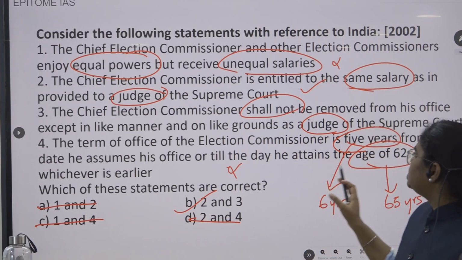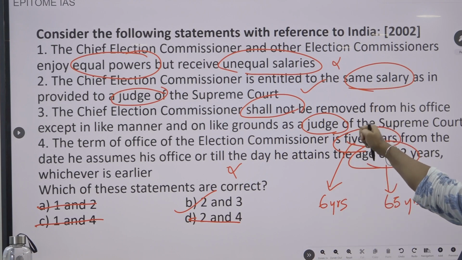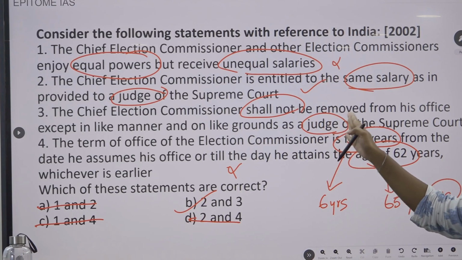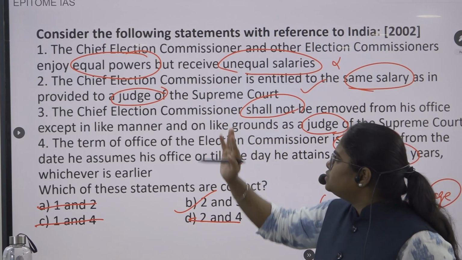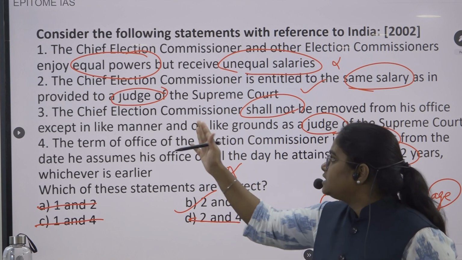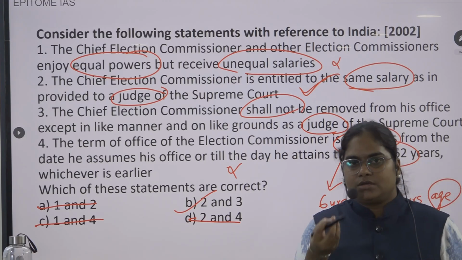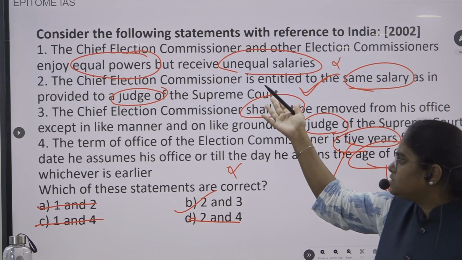Now still we'll talk about option 2 and option 3. Option 2, the Chief Election Commissioner. Okay, we saw this, right? The Chief Election Commissioner is entitled to the same salary as provided to the Judge of Supreme Court. So again, yes, this is true. The Chief Election Commissioner will be receiving the salary which is equal to the Judge of a Supreme Court. This statement is a correct statement.